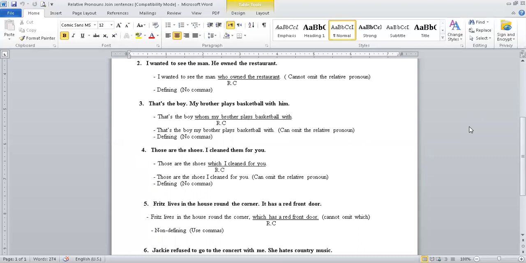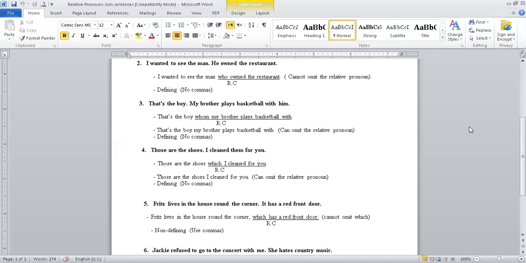So we say those are the shoes which I cleaned for you. Be careful, we deleted them. Which, because we are defining shoes, something which I cleaned for you. Here, which is defining an object, so you can leave out which and say the sentence without which. You can say those are the shoes I cleaned for you. So it's possible to omit the relative pronoun which here.